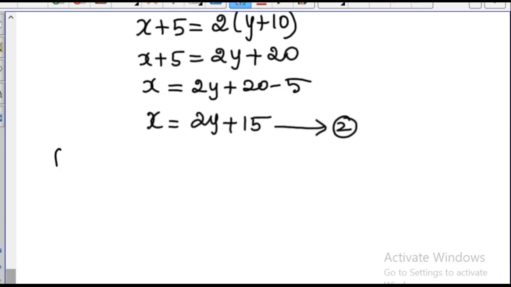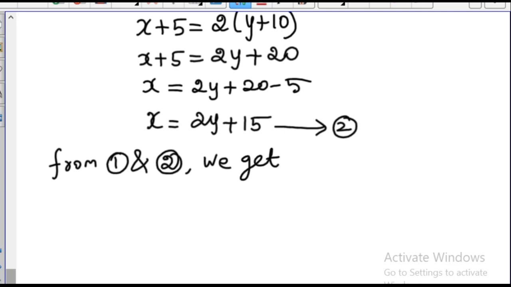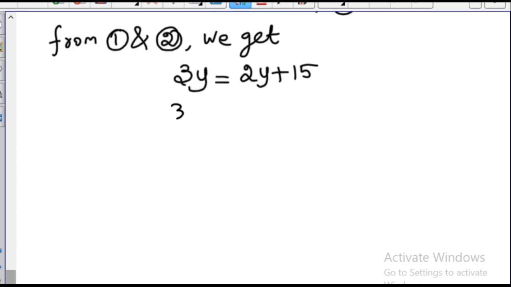So from 1 and 2 we get, what is the right hand side of the first equation? 3y. Then in the second equation, 2y plus 15. We are going to find the y value. So 3y minus 2y is equal to 15. 3y minus 2y is nothing but y. So y is equal to 15.